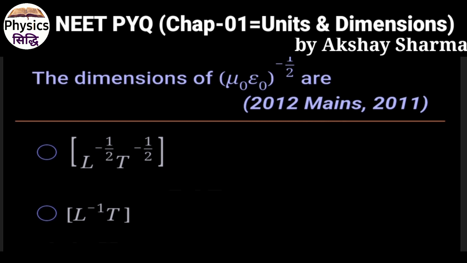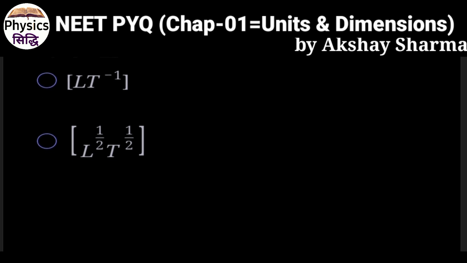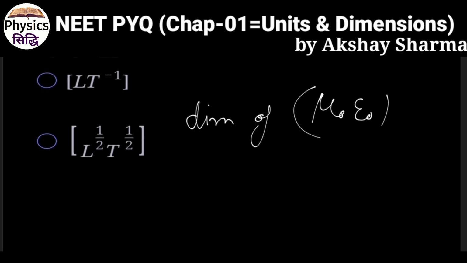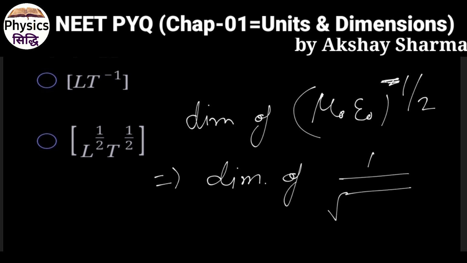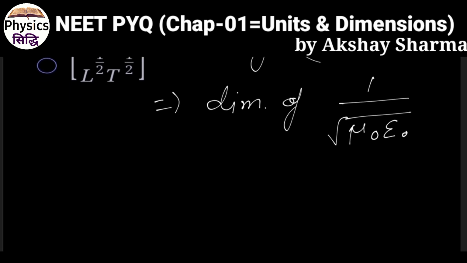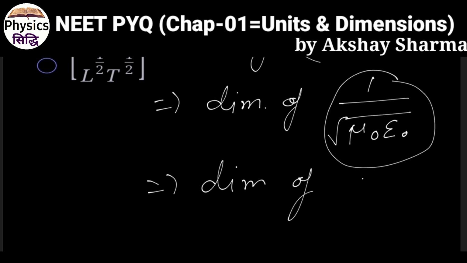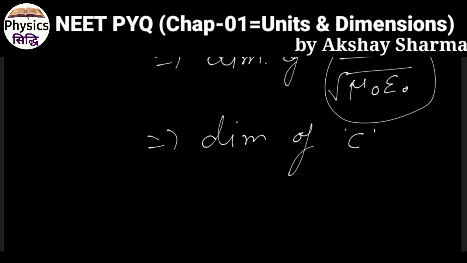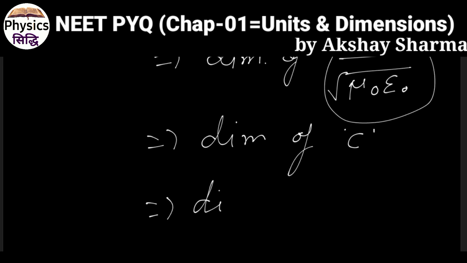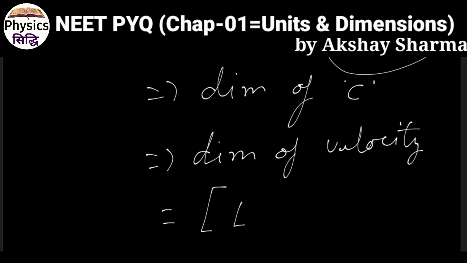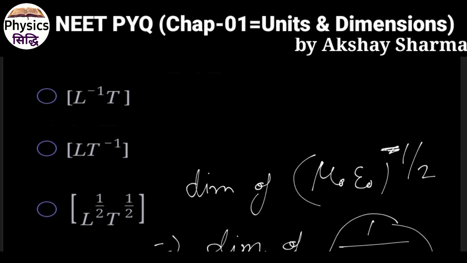Dimension of (mu naught epsilon naught) to the power minus 1 by 2. So the question is simple. Mu naught epsilon naught to the power minus 1 by 2, clear? It means the dimension of 1 upon under root mu naught times epsilon naught. You have to remember that this quantity is actually the speed of light. It means the dimension of the speed of light, symbol c, means the dimension of speed, or say velocity, that is LT to the power minus 1. So let's see, LT minus 1, this option is correct.